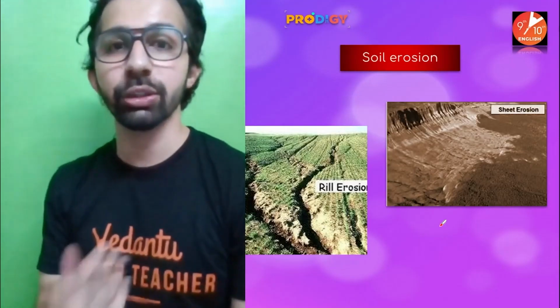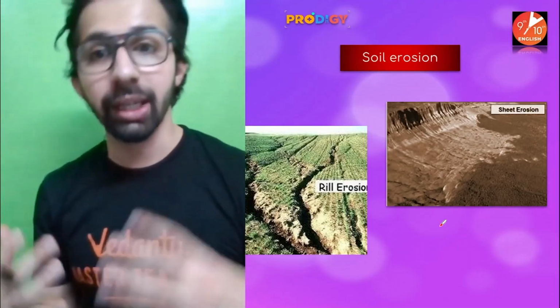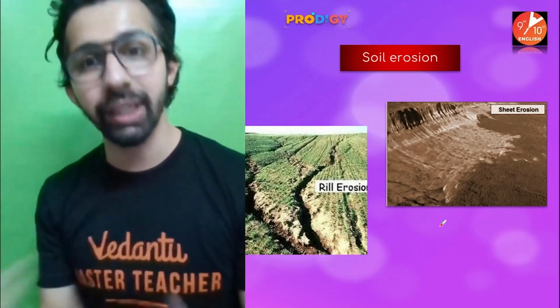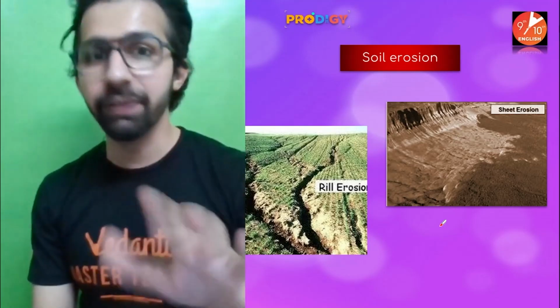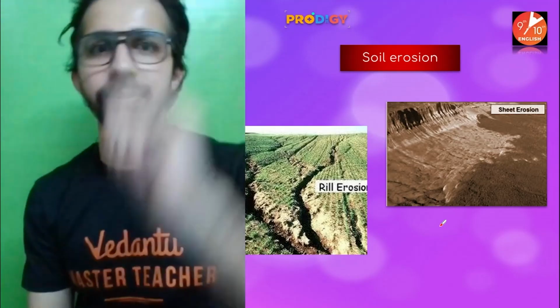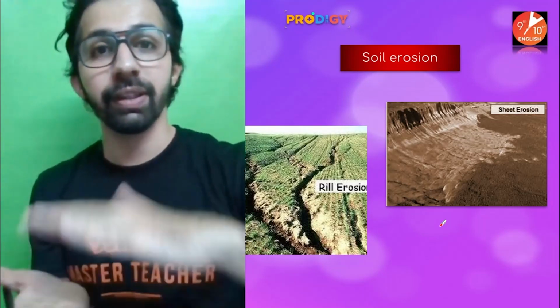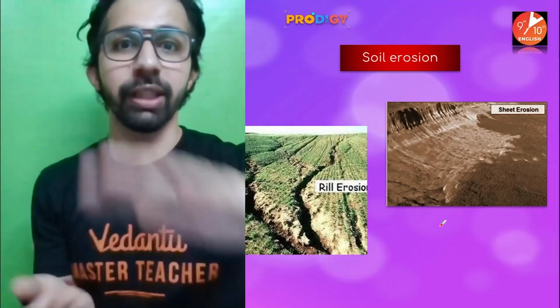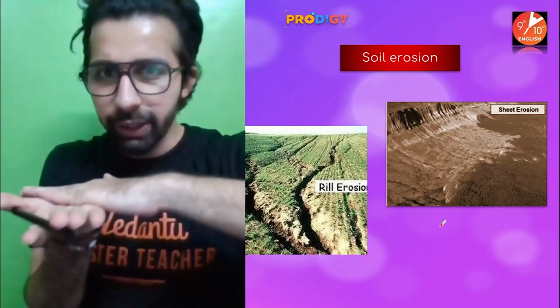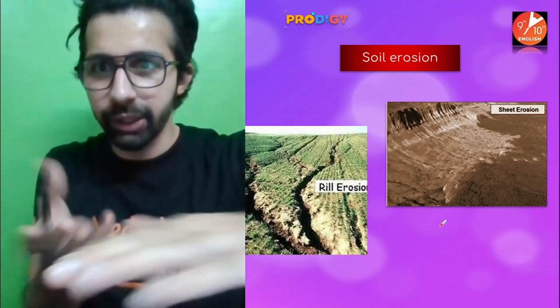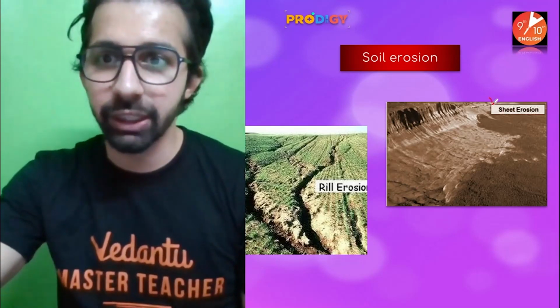Now coming to the soil erosion part. Soil also gets eroded due to various reasons. The very first reason is flowing water, the runoff water. Due to runoff water, different layers of the soil get eroded. When the topmost layer of the soil gets eroded, that is known as sheet erosion.